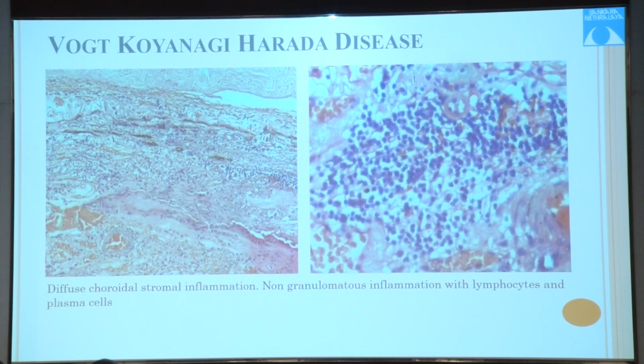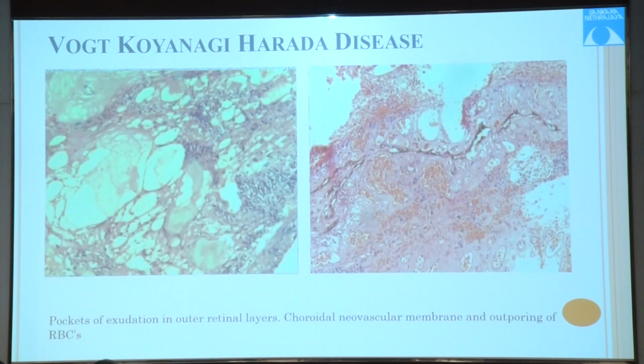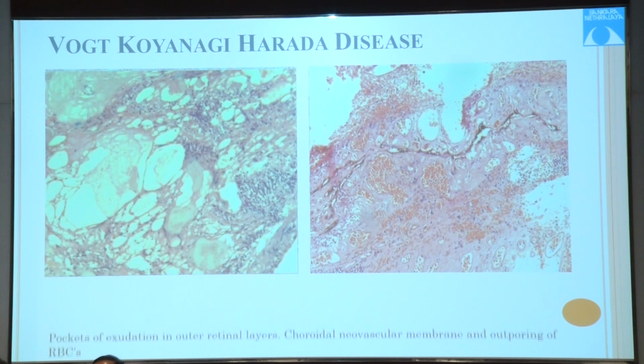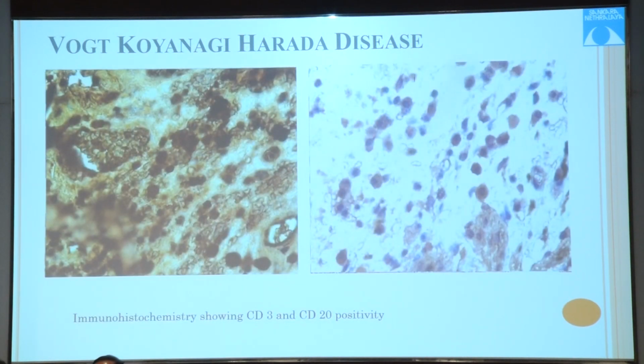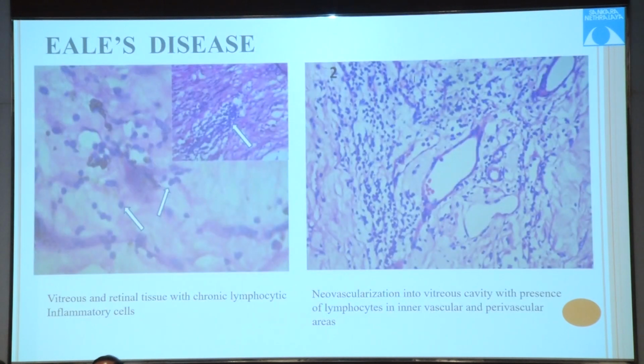In the isolated case of Vogt-Koyanagi-Harada disease, we found diffuse choroidal inflammation with lymphocytes and plasma cells. There is photoreceptor degeneration with pockets of exudation seen in the outer retinal layers. Choroidal neovascular membrane was seen with outpouring of the RBCs. Immunohistochemistry showed strong CD3 and CD20 positivity.